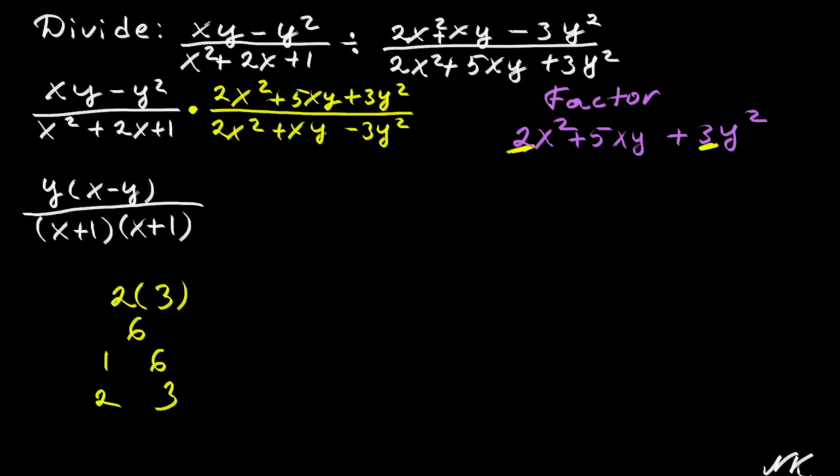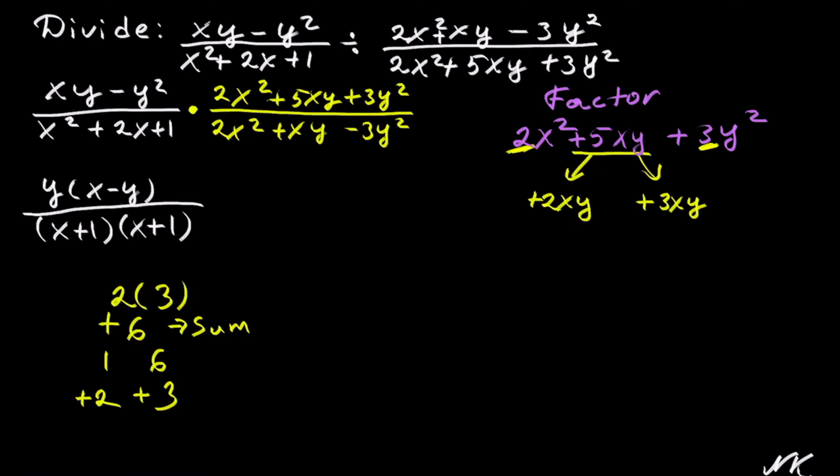We need a factor pair that adds up to positive 5. Because the product is positive 6, we are looking for a sum, and we need the sum to add up to positive 5. Positive 2 plus 3 gives us 5, and 2 times 3 gives us 6 back. So we are going to rewrite 5xy as positive 2xy plus 3xy.